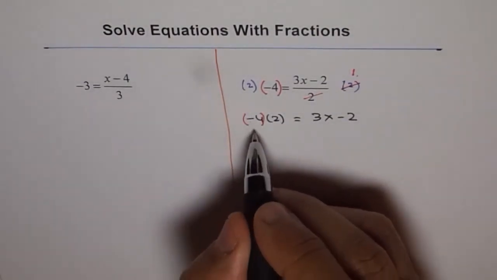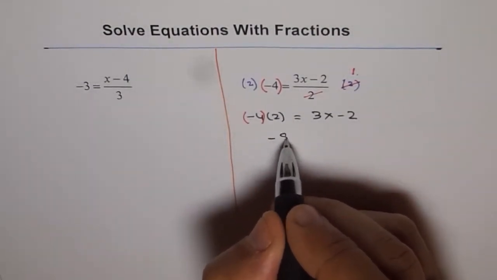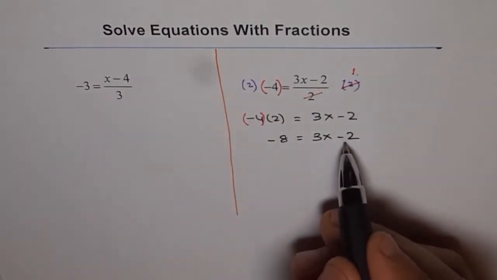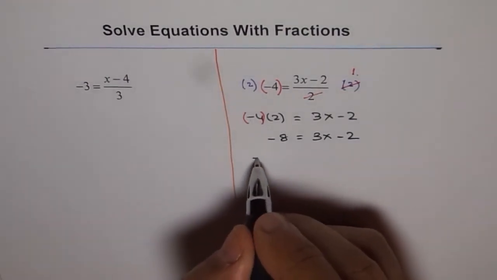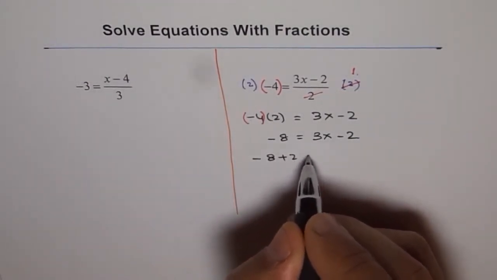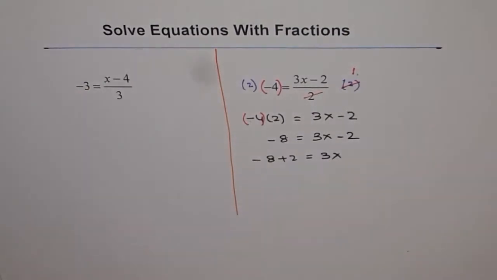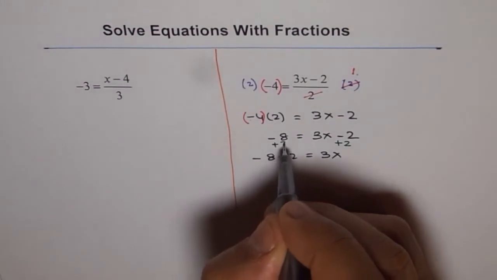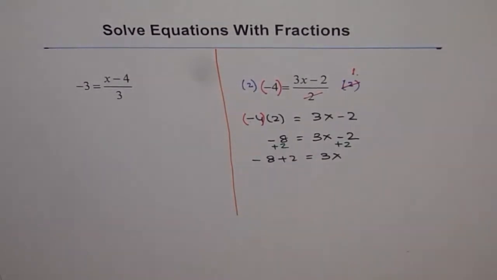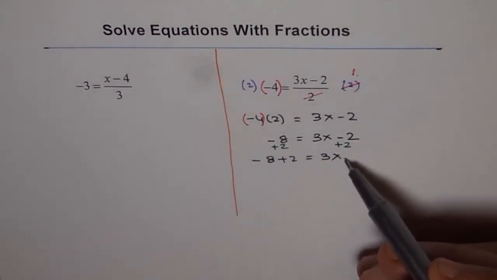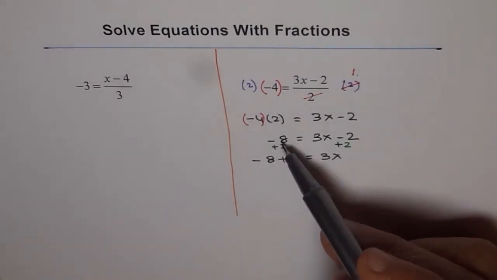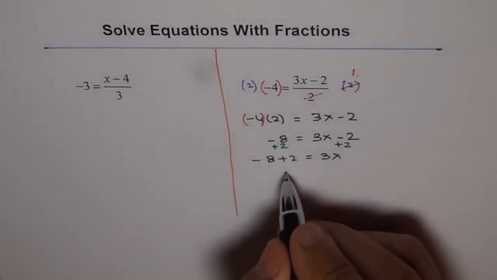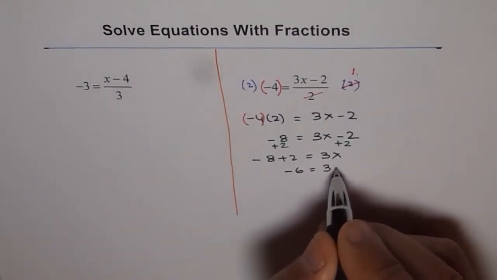Let's move forward. Minus 4 times 2 is minus 8, and we get 3x minus 2. Then you have to add 2 to both sides, right? So if you add to both sides, you get minus 8 plus 2 equals 3x. So you know what we did here: we added 2 to both sides. Is that okay? So when you add 2 to both sides, you get minus 2 plus 2 is 0, and minus 8 plus 2, which is minus 6. So you get minus 6 equals 3x.